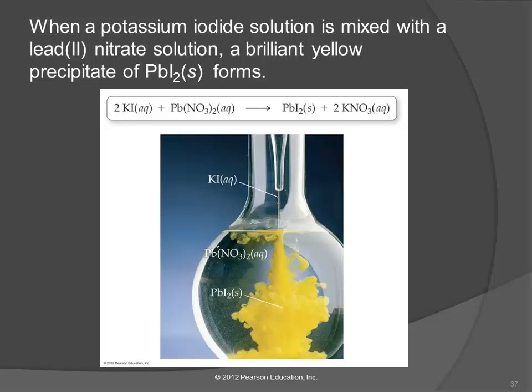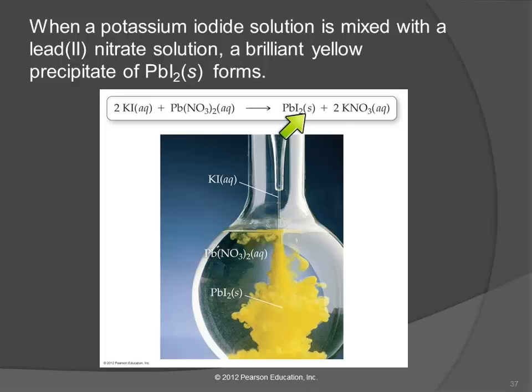Here's a picture. Potassium iodide solution mixing with lead nitrate solution. You get this brilliant yellow precipitate of lead iodide. And when we look at the equation, we see that both of the reactants are aqueous, meaning they're dissolved in water. And this product, PbI₂, is a solid.